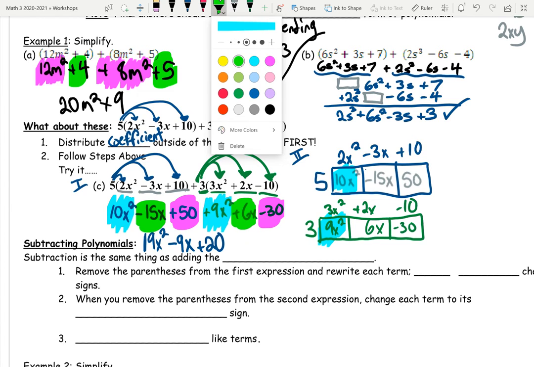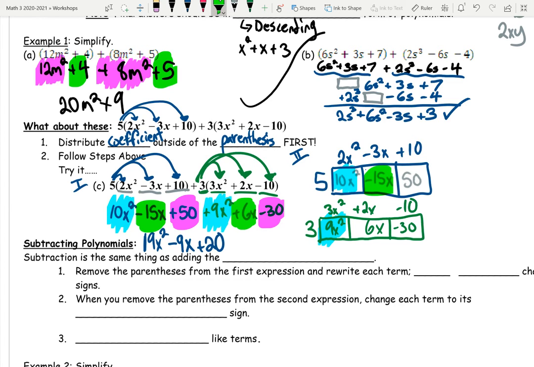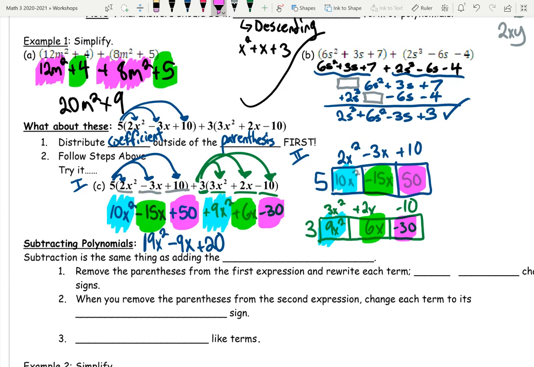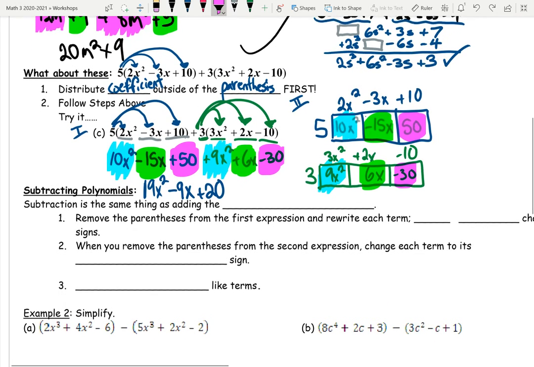Over here, I do the same thing. Negative 15x and positive 6x is a negative 9x. And then finally, 50 and negative 30 is 20. So, all right. That's just another way. Let's go on and continue this adventure, though.